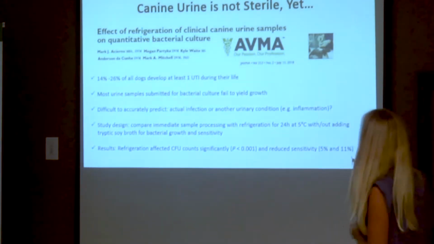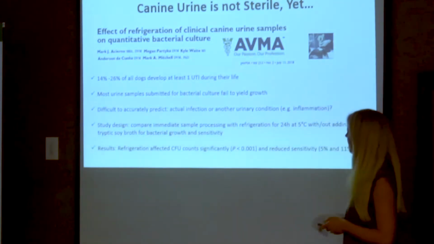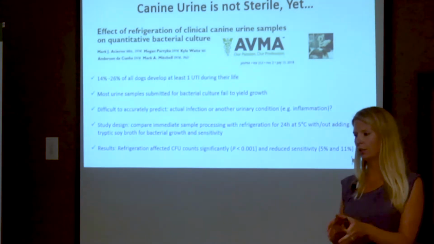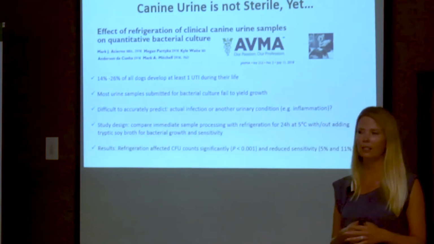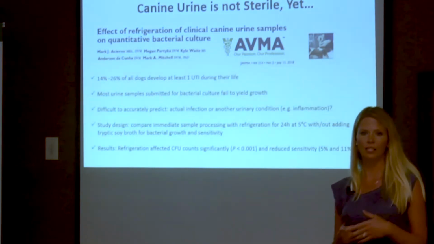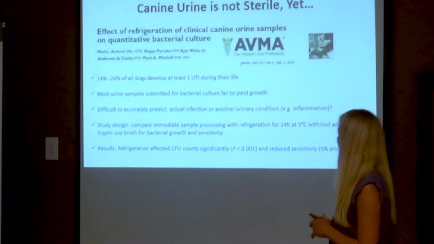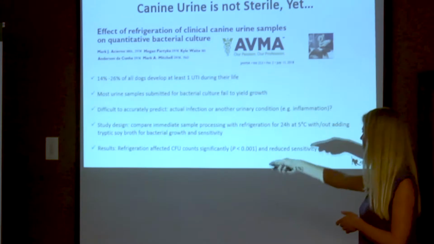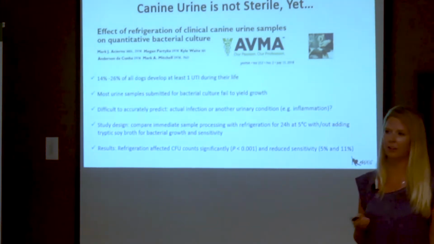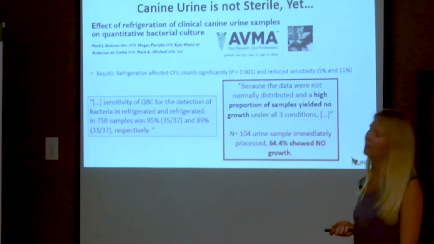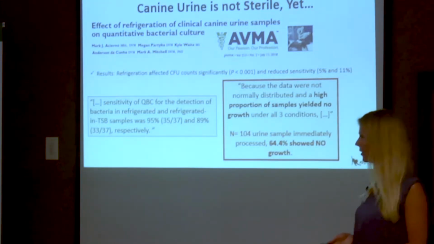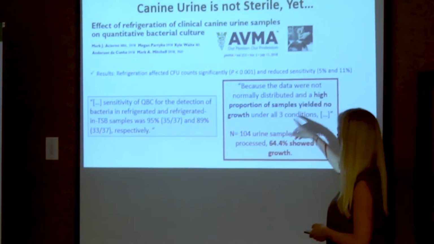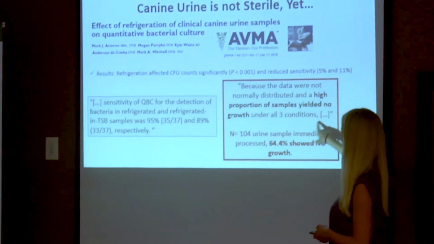And this is recently published, actually July 2018. And they were comparing if I freeze the urine or if I add some media to it, how likely is it that bacteria will survive and will the antibiotic resistances change and all those kind of things. And so, yeah, refrigeration affected antibiotic colony forming units and sensitivity. And I almost put the paper away, thought, nah, this is not going to be useful for me. But when you look more specifically into their methods, it was like, oh, data were not normally distributed, but a high portion of samples yielded no growth under all 3 conditions.